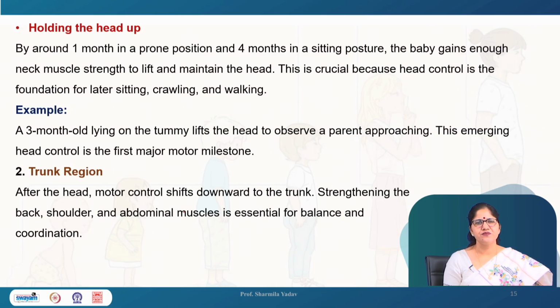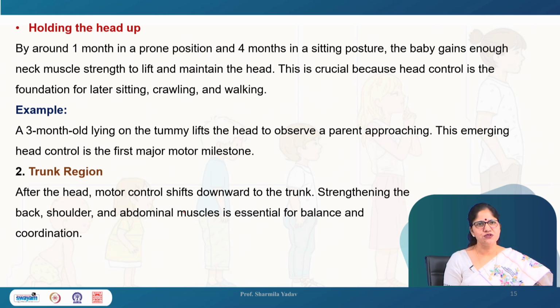Holding the head up. By around 1 month in a prone position and 4 months in a sitting posture, the baby gains enough neck muscle strength to lift and maintain the head. This is crucial because head control is the foundation for later sitting, crawling, and walking. For example, a 3-month-old lying on the tummy lifts the head to observe a parent approaching. This emerging head control is the first major motor milestone.